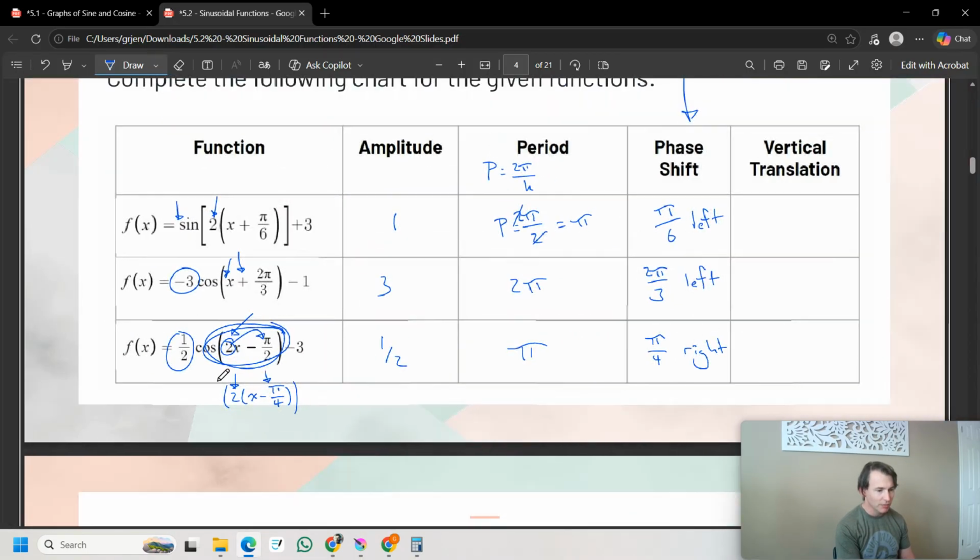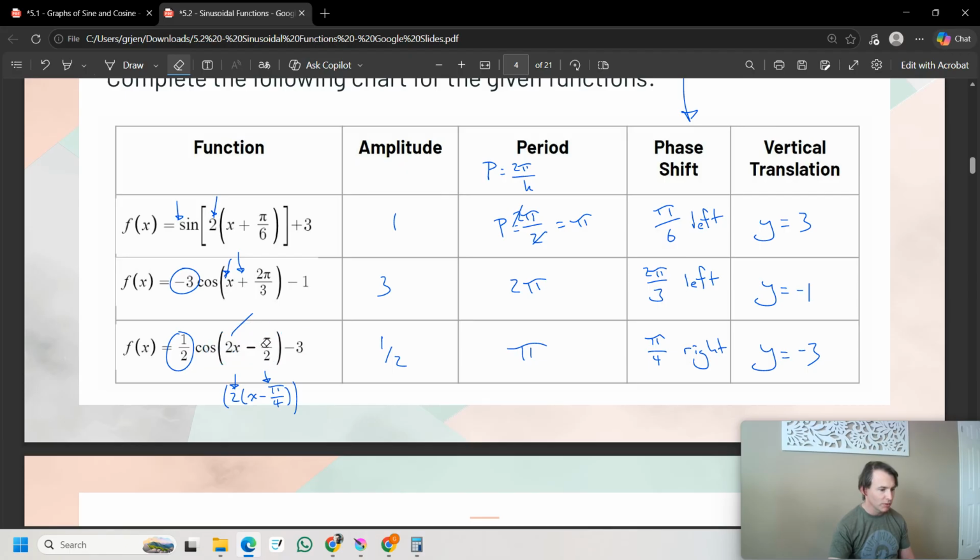And then the vertical translation, this one, the y is equal to 3 for the horizontal axis. Here y is equal to -1, and here y is equal to -3. You can see that's -3 if I cover up all of my ridiculous sketchings there. So that's how we would extract that information from an equation.